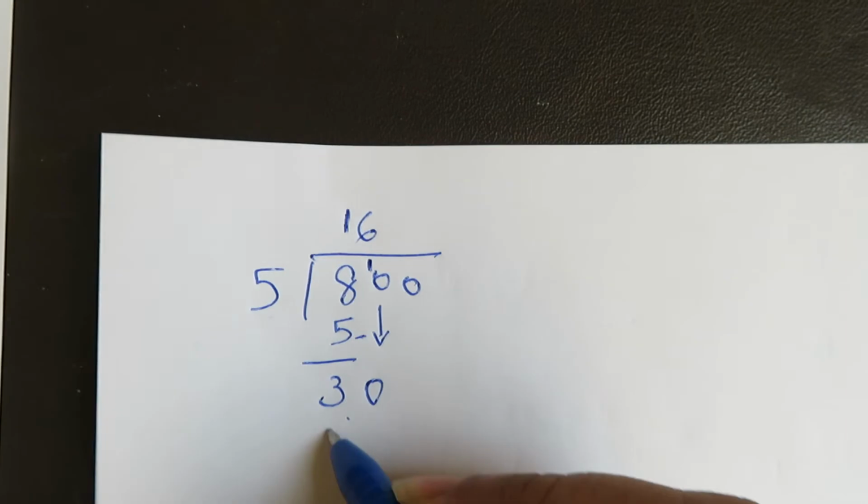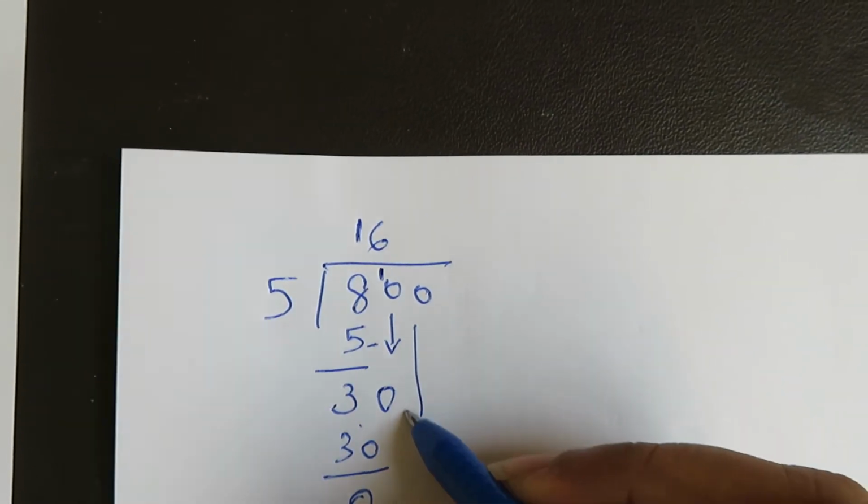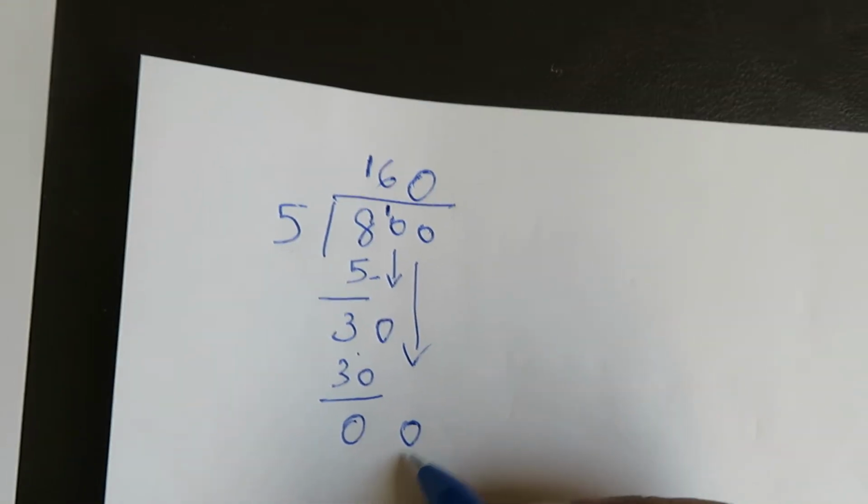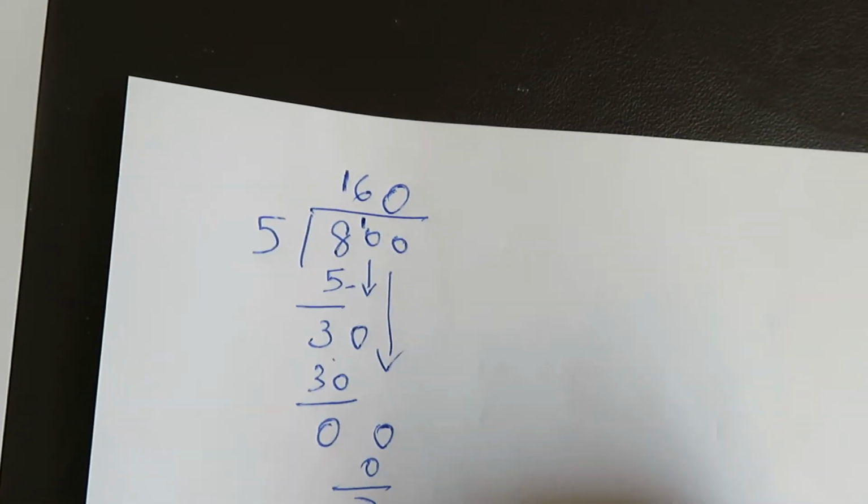5 into 6 gives you 30. Remainder 0. Now you bring back your 0 here. 5 into 0 gives me 0. Okay, so the final answer will be 160.